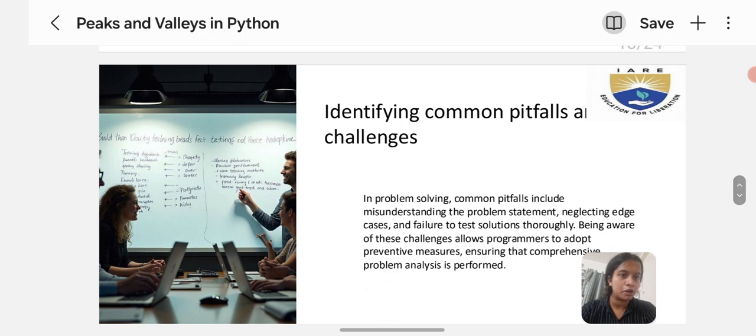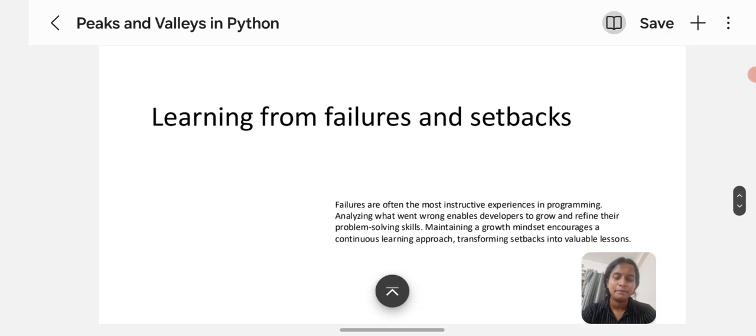Identifying common pitfalls and challenges. In problem solving, common pitfalls include misunderstanding the problem statements, neglecting edge cases, and failure to test solutions thoroughly. Being aware of these challenges allows programmers to adopt preventive measures, ensuring that comprehensive problem analysis is performed.